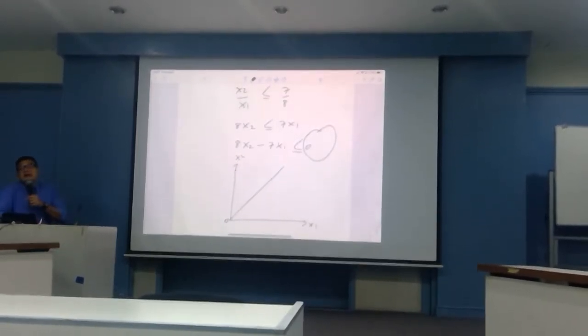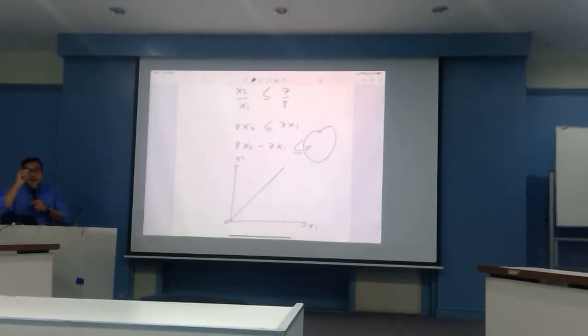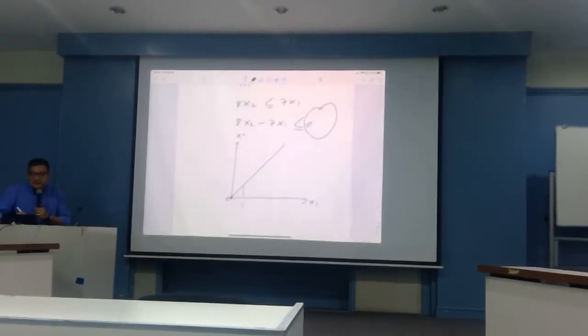But we need to draw this line. One point that for sure we know is 0, 0, which this linear line passes through. We need to find another point, and then we connect the two points together and we're going to have that linear line. So another point is very easy. You just substitute whatever value of x1, and then you can get that cutting point. For example, if you substitute x1 to be 1, x2 you're going to have 7 over 8.